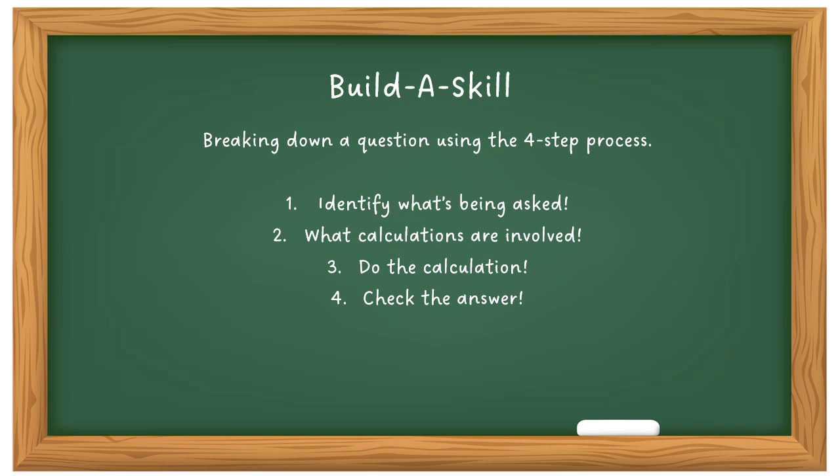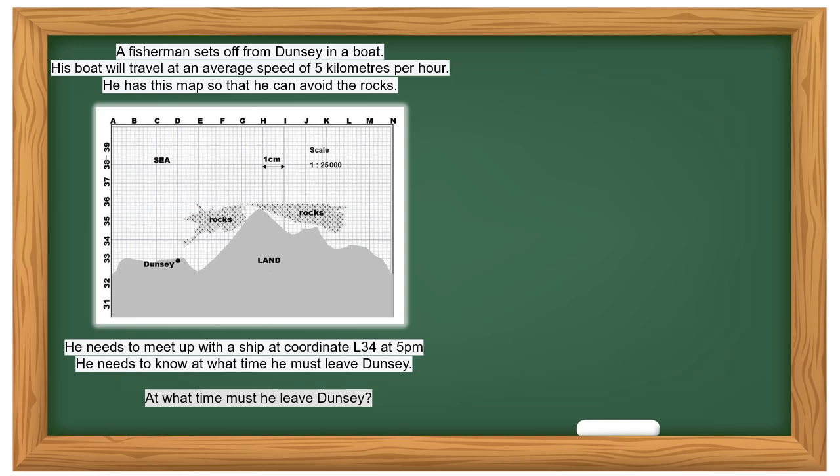So let's look at a typical level 2 question, which you'll see is pretty tough. And let's see how we can break this down using the four-step process. As you can see, here is a typical question. A fisherman sets off from Dunsey in a boat. He will travel on an average speed of 5 kilometers per hour. He has this map so that he can avoid the rocks. And you can see there's the map here. Now he needs to meet up with the ship's coordinate L34, which is down here. And he needs to know what time he must leave Dunsey.